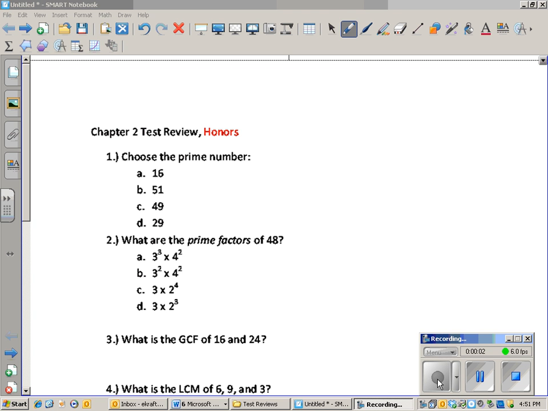Welcome to our test review. We will go through your homework together and select some of the answers. The very first problem: choose a prime number.